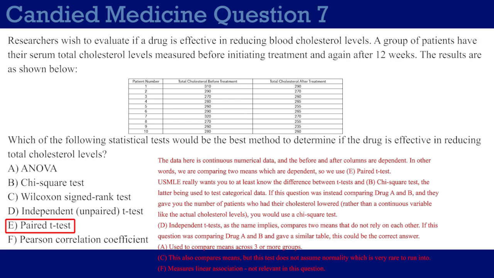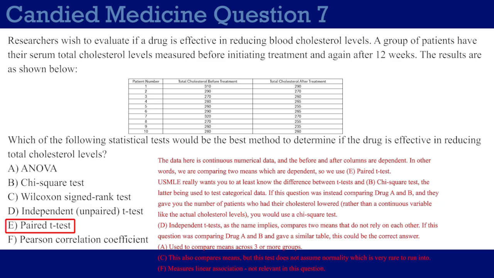The ones that USMLE really likes to test you on is that they really want you to know the difference between chi-squared and t-test. That's probably the most fundamental thing they like testing about. A chi-squared test is used for categorical data and not numerical continuous data.